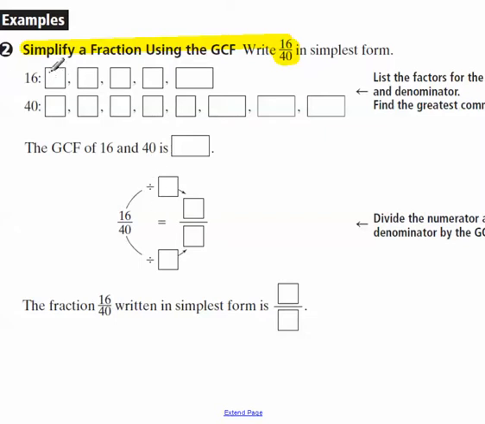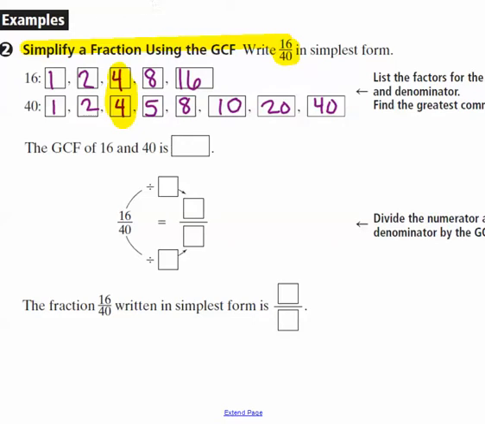So if I list out my factors of 16, I've got 1 and 16, 2 and 8, 4 times 4. 40 is going to be 1 and 40, 2 times 20 equals 40, 4 times 10 equals 40, and 5 times 8 equals 40. So now I'm finding what's the greatest common factor. Looks like my greatest common factor is 4.